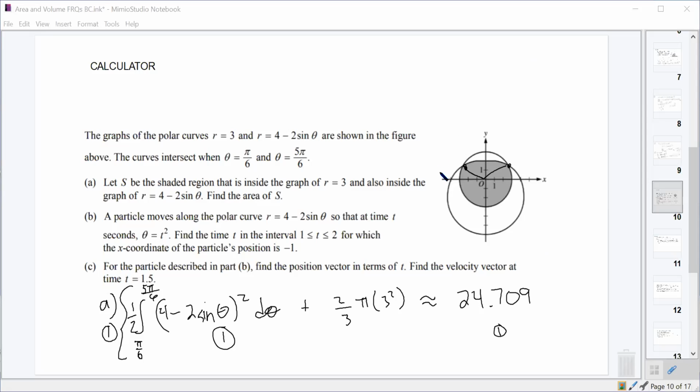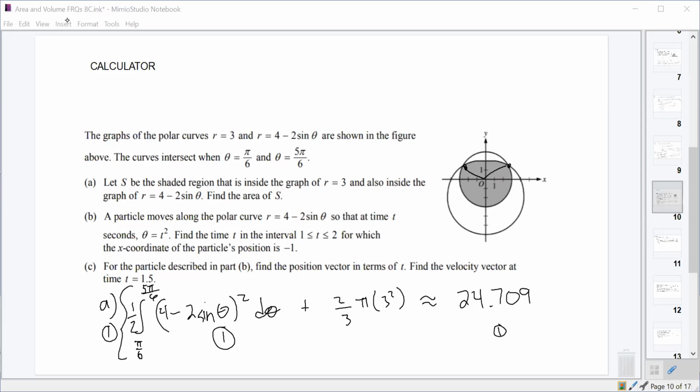Part B says we've now got a particle moving along our polar curve r equals 4 minus sine 2 theta, so that at time t, theta equals t squared. We want to find the time in the interval 1 to 2 for which the x coordinate of the particle's position is -1.